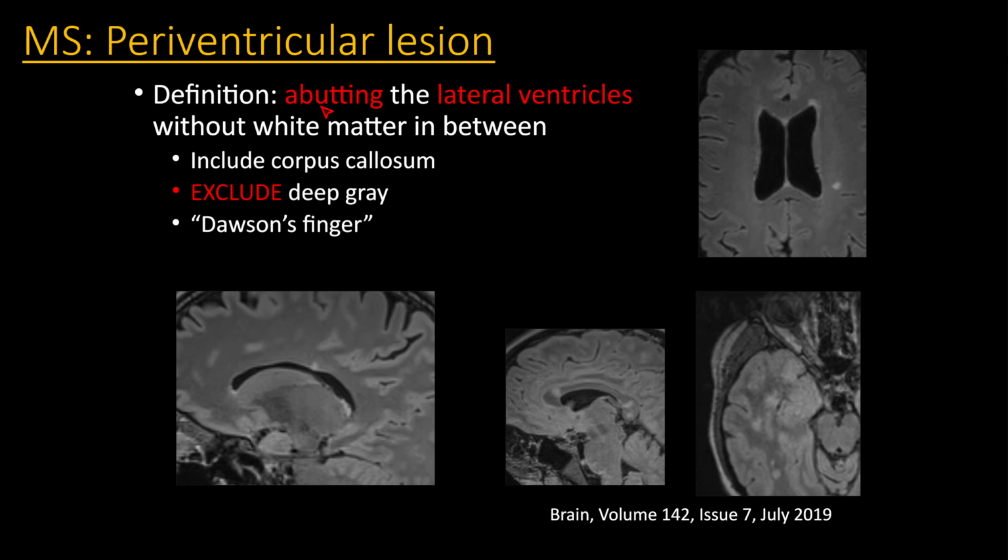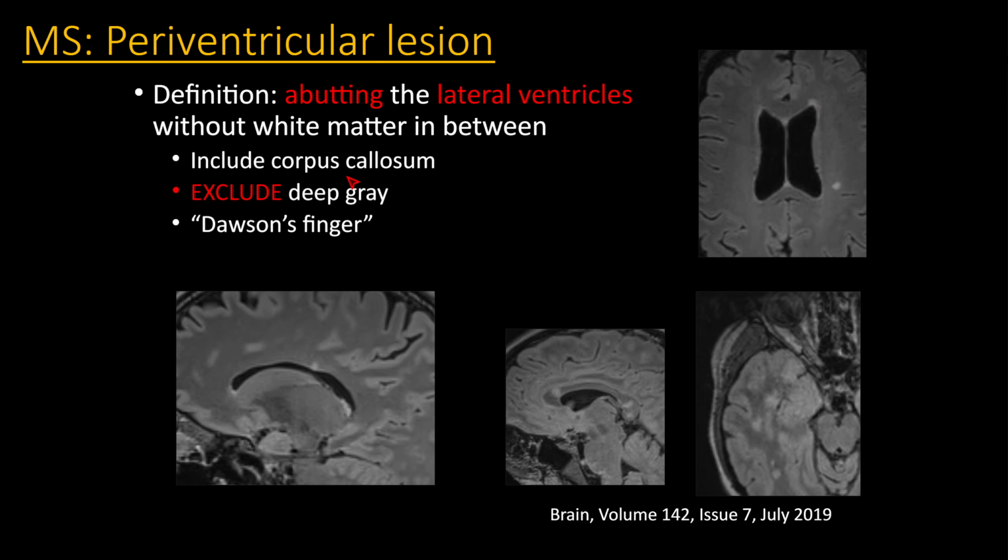It's defined very precisely as lesions that abut the lateral ventricles without white matter in between. Abutting, so you have to actually touch the ventricle. Like this lesion here, this is not a periventricular lesion. It's close, but it doesn't touch it. So this is not a periventricular lesion, but this lesion here is a periventricular lesion because it abuts the lateral ventricles.